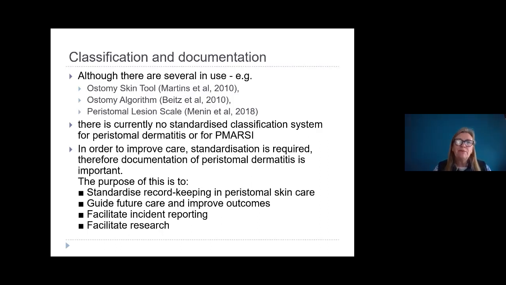And it's important that we do start to think about this because we need to standardise our record keeping. We need to use it as a form of audit so we can guide future care and improve our outcomes. We need to think about when there are problems. So if we are doing DATEX or Ulysses or whatever incident report system you've got, and also to help with research.